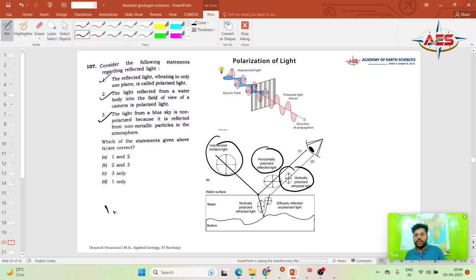So statements 1, 2, 3 are correct. But in the options, they haven't given this. So now, challenge it, you people see. Either 1, 2 or 2, 3. The probability of 1 is quite high. If 2 is correct, then 3 is also correct. So the correct option according to me would be 1, 2, 3.